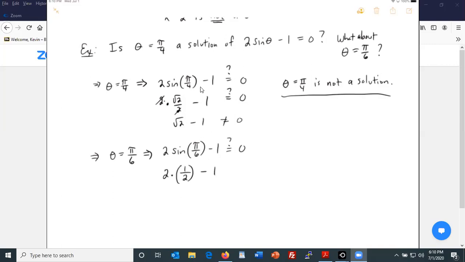And then bring down the minus 1, the question mark and the equal sign. Is that going to equal 0? So of course, the 2's cancel out again. We get 1 minus 1. That equals 0. Absolutely. So we can say with certainty here that theta equals pi over 6 is a solution.